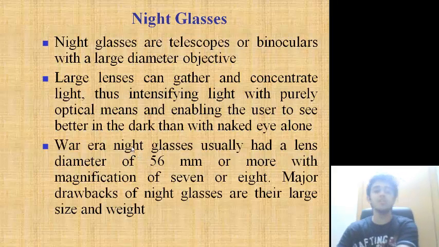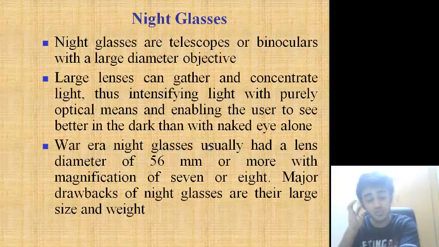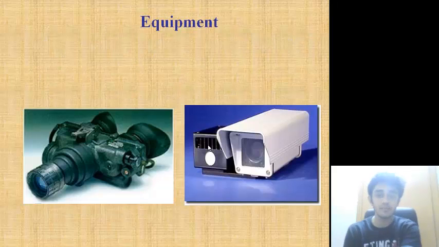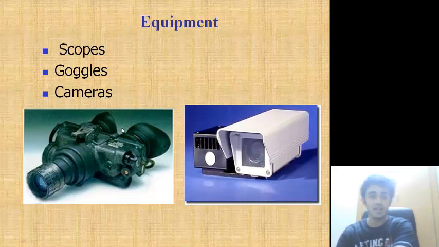During the war era, the night glasses were usually 5.5 centimeters or more with magnification of 7 or 8. That means that they were really heavy and their size was huge because of the magnification and the diameter of the lenses. Now let's see two of the equipments which are right here.